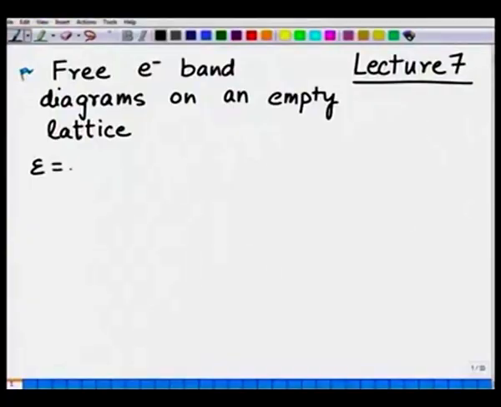Let us see what we are trying to do. We know that energy is equal to h square by 2m k square. That is the free electron energy. So, if I want to plot this, I can simply take E and K and plot it, but the problem, remember, was that K is a vector. So, what direction should I choose? When I am plotting E versus K, what direction does K represent? That is question number 1.